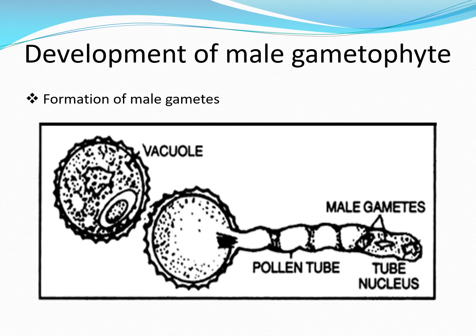The second stage of the development of the male gametophyte is the formation of male gametes. After the formation of the vegetative cell and the generative cell, the formation of male gametes is the result of the mitotic division of the generative cell. This division usually occurs before the pollen is shed from the anther.